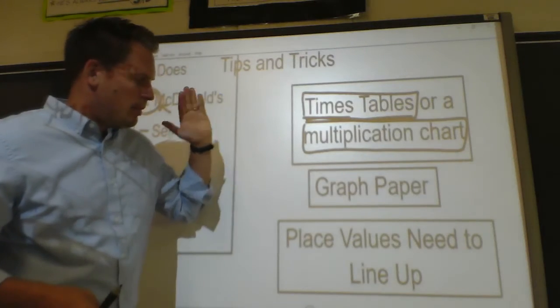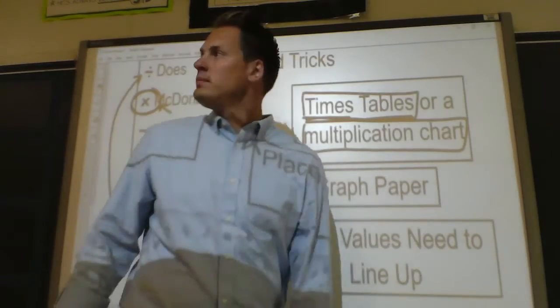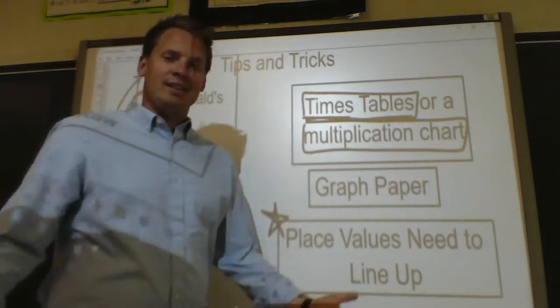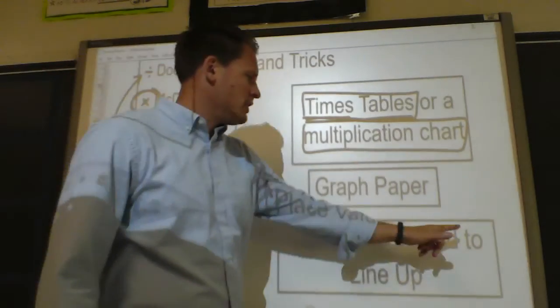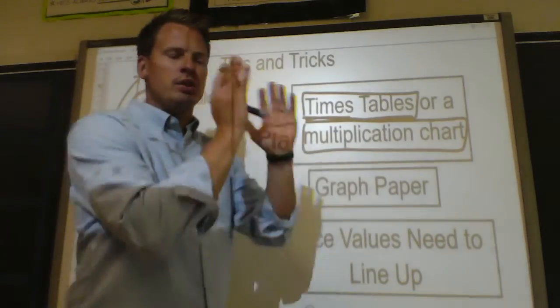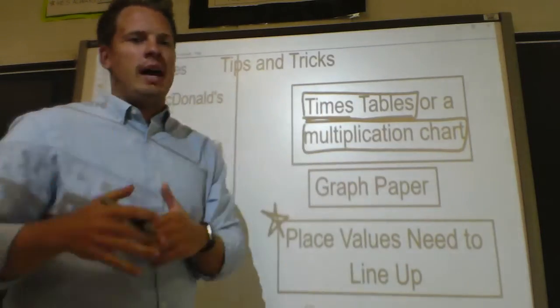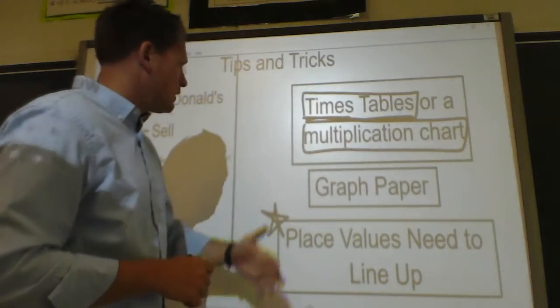All right, and the biggest thing is your place values need to line up. Look, you feel like you're in school, we've got announcements going on. Look at that. Your place values need to line up. That has to do with the graph paper. You need to have all your ones in the ones place, all your tens in the tens place. You need to keep that as you move throughout the whole process of division. All right, so let's get started.